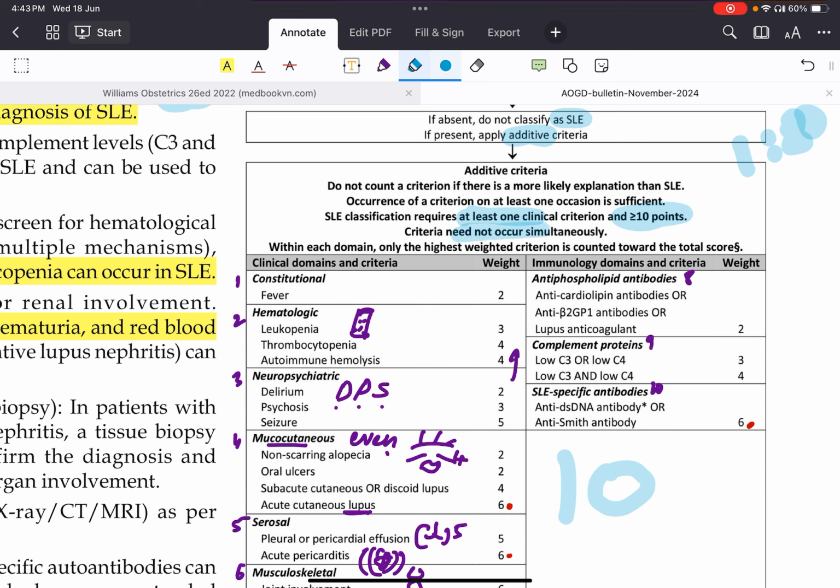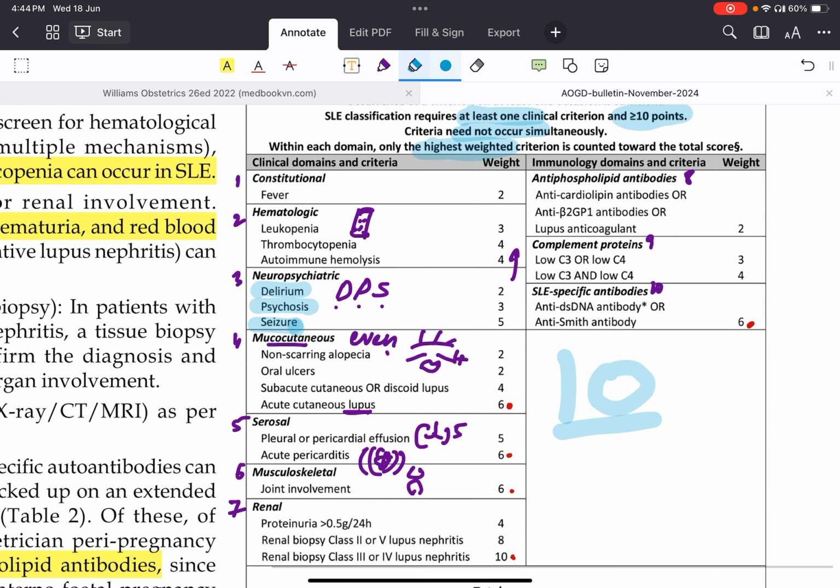There are 10 domains, and in these domains there are different parts. If more than one criterion is present in one domain, for example delirium, psychosis, and seizures, and both delirium and seizure are there, you will take the highest weighted criterion. You'll take the seizure point. Now, each and every part of the body is involved in SLE.